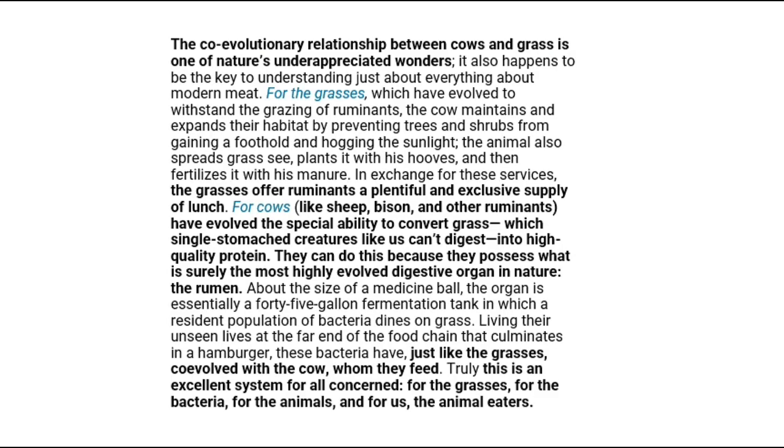Now we're discussing how to solve the question. First, you have to look for the topic sentence. The first 1 to 2 sentences will be the topic sentence, which will introduce the topic. So here they have mentioned the co-evolutionary relationship between cows and grass is one of nature's underappreciated wonders. Then you will have to look for the different ideas they have mentioned and select the important sentence. When they mention the idea, they will first introduce it, give reasons to support the idea, give an example, tell about the cause, effect, etc., and conclude at the end.